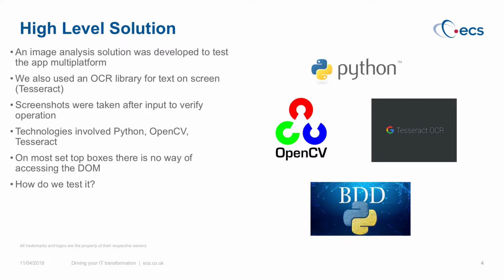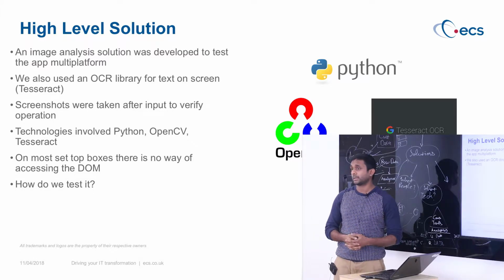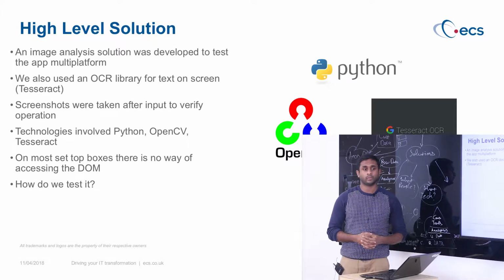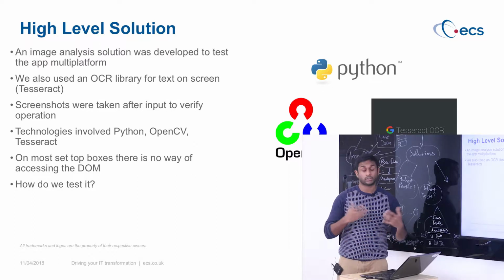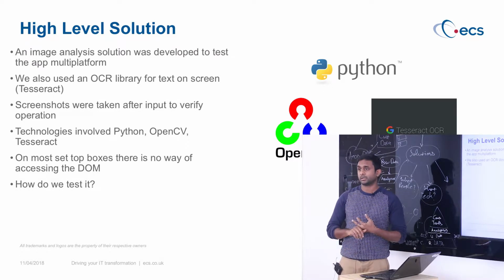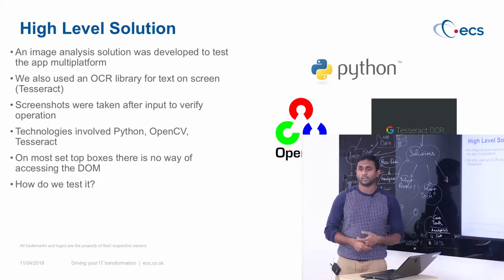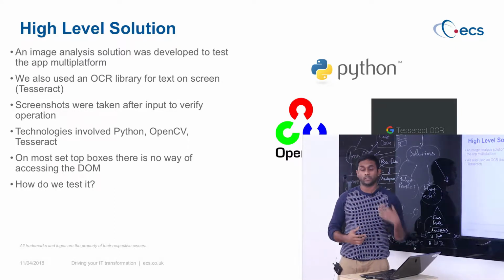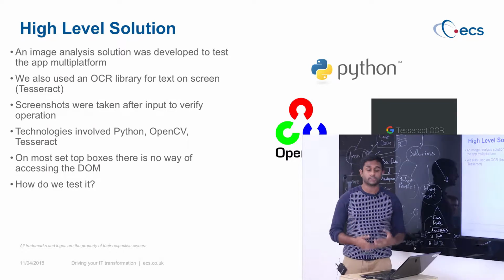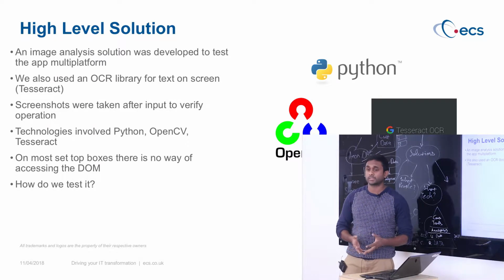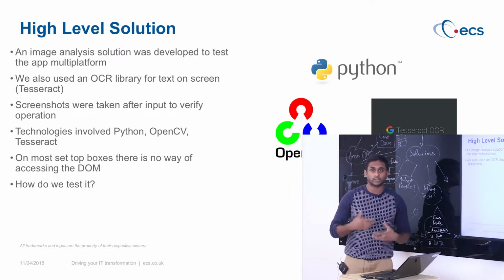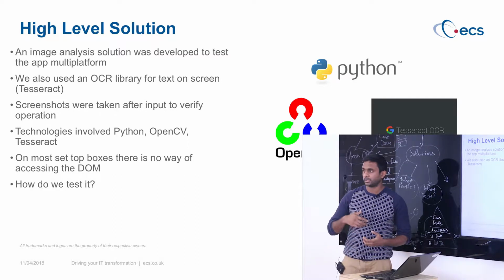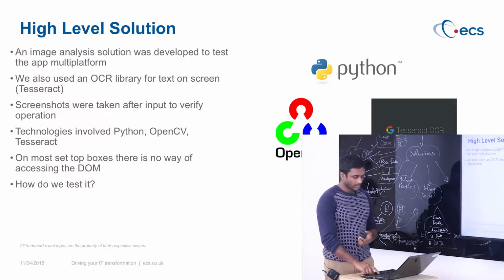So, at a high level, what we opted for was to use image processing to test the application. We developed a Python solution, and we used a well-known image library called OpenCV. You can get that on a range of programming languages, and it's basically image processing. A lot of major research is done using OpenCV. So we use the goodness in this library to perform image processing.